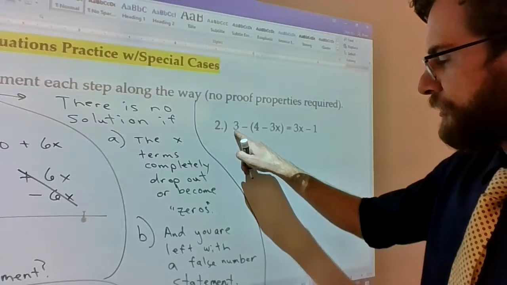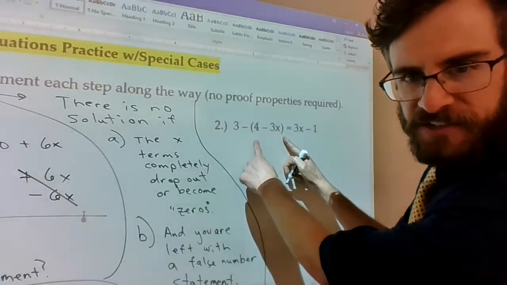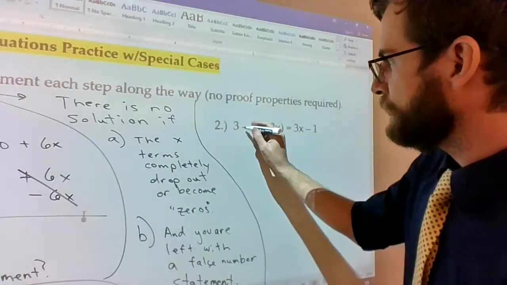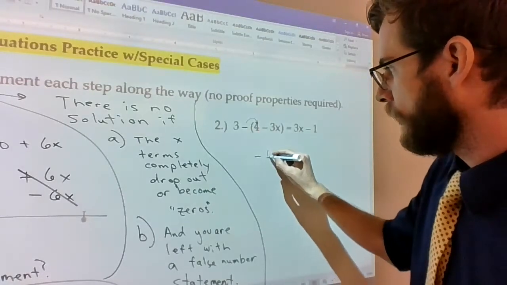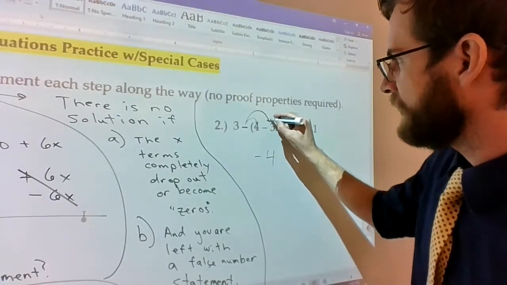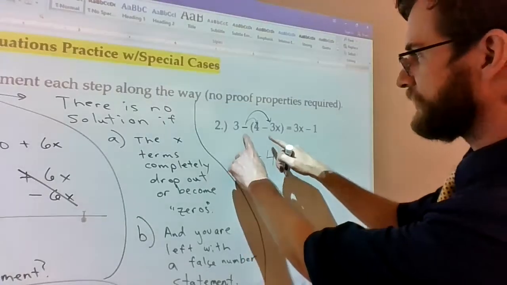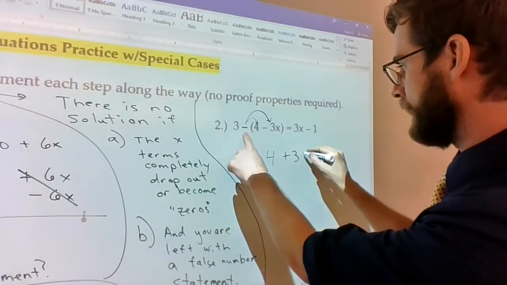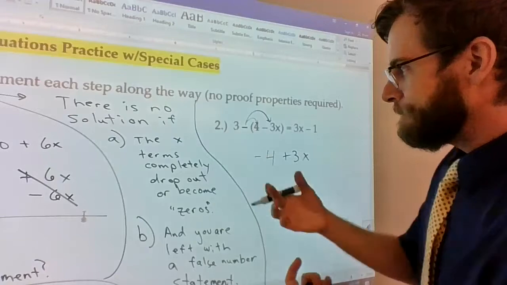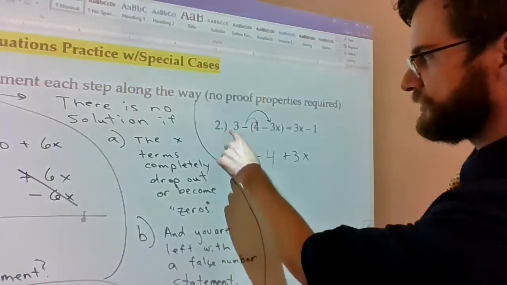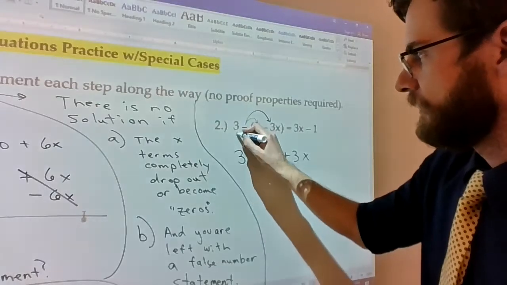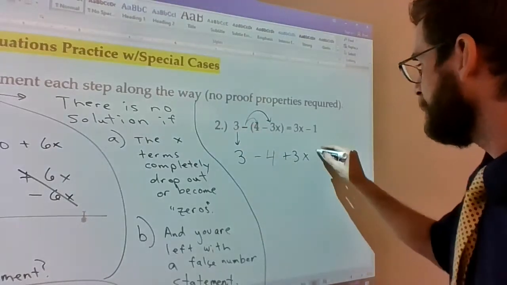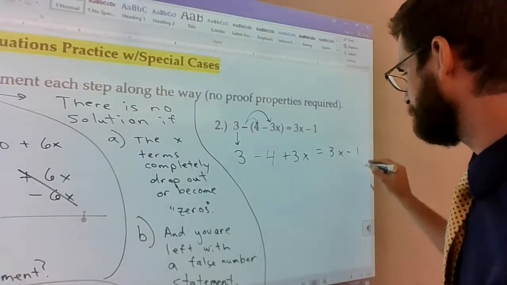So starting with the 3 minus grouping symbols here, make sure that you distribute the negative to the 4 to create a negative 4, and distribute the negative to the negative 3x. So a negative times a negative is a positive 3x. The 3 was not included in this process because it's 3 minus, not 3 times. So you're just going to have the 3 drop down. And then this all equals 3x minus 1.